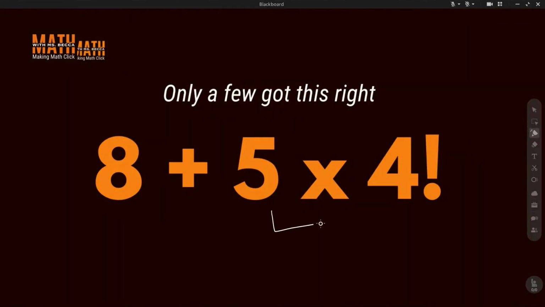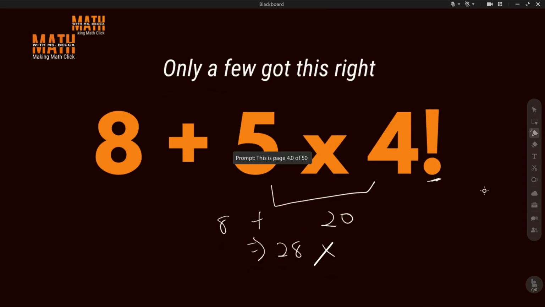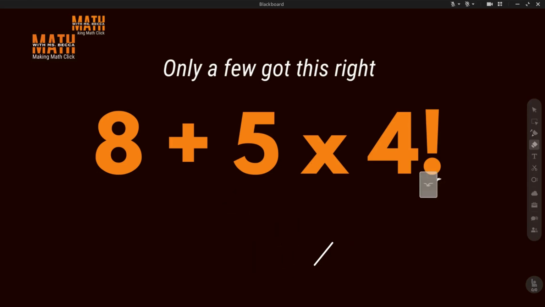5 times 4 will give 20, and then 20 plus 8 will give 28. Many people made this mistake, forgetting that there is a factorial unit here. So this is wrong. If you solve it this way, when you are given a question, look at it very well, then you solve it.